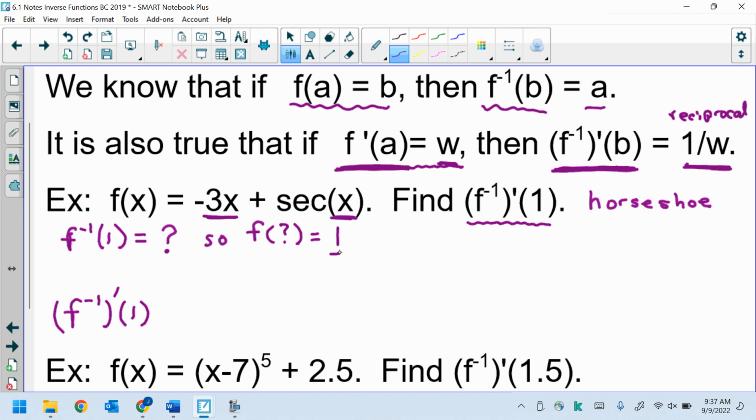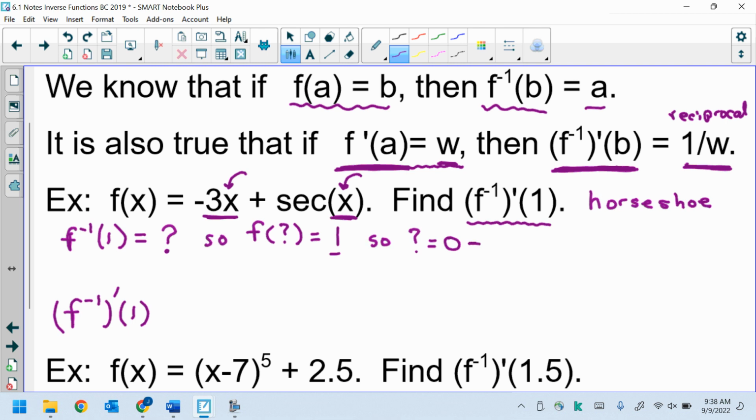Now, it's got to be an easy number. It's got to be something that's pretty easy to check. Now, from what we understand about secant, that's 1 over cosine. I think that if I put a 0 in for x, secant of 0, 1 over the cosine of 0, is 1. So I realize the question mark has a value of 0.